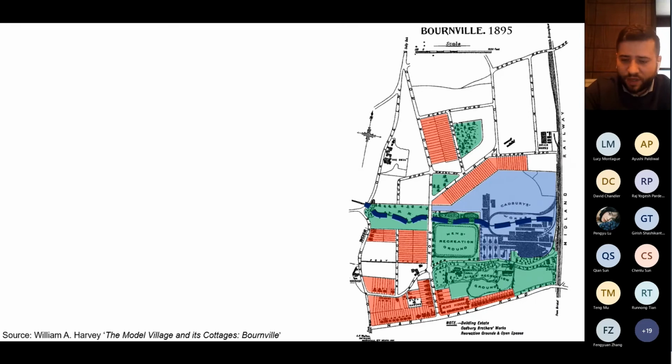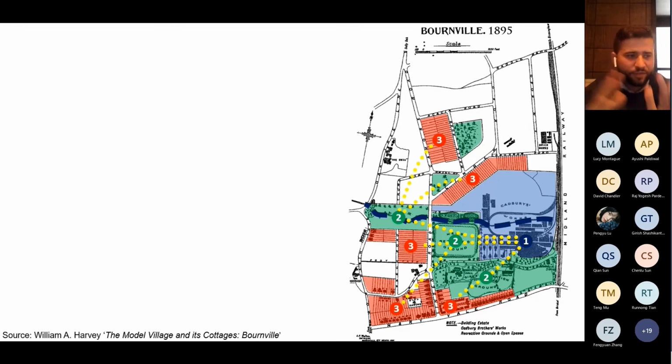Such a strong network of work, play, and live is still working in Bournville, as I saw for myself when I was doing my fieldwork visiting Bournville two years ago.